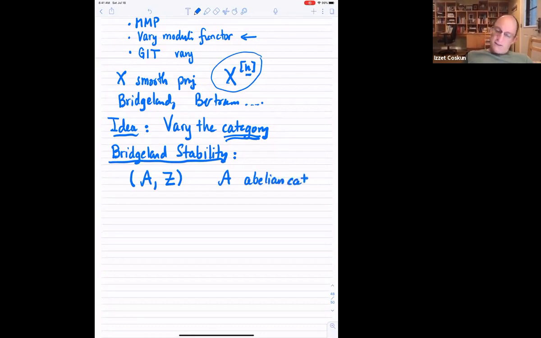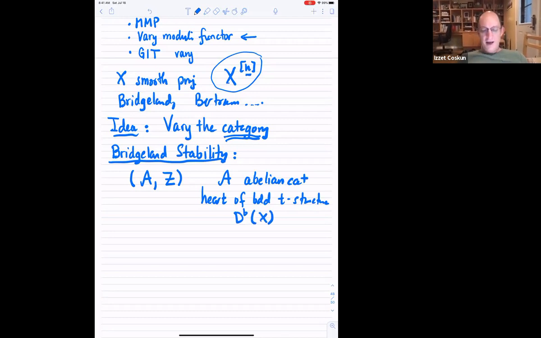And the technical condition is that it's the heart of a bounded t-structure in the bounded derived category of sheaves on X. And you don't have to worry too much about this. If you don't know what this means, it doesn't matter. Think of it as a reasonable abelian category that somehow generates this bounded derived category, okay?